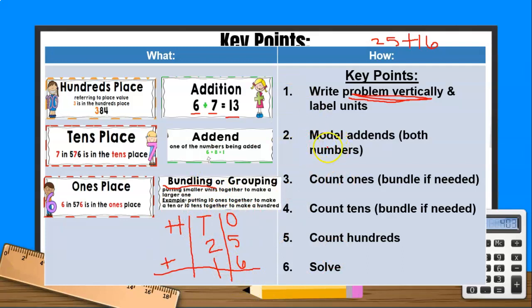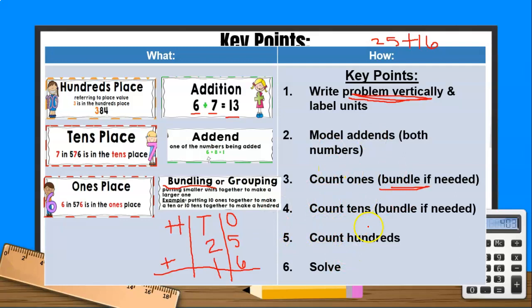Key point number 2 says model the addends. That means you write both dots, the first number and then the second number. Key point number 3 says you count the ones. If you have more than 10 ones, you bundle. And bundle means you circle them, you make an arrow and a dot.